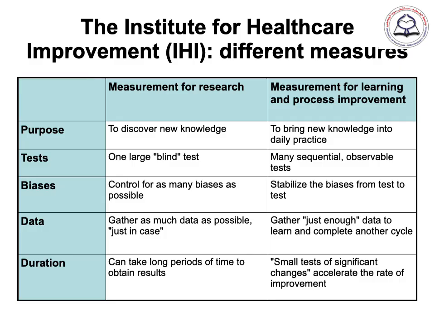In research, we have to control the bias, while in quality improvement, we just need to stabilize. Regarding data collection, in research, we gather a large amount of data. But in quality improvement, we need enough representative data. Research usually takes a long time, while in quality improvement, a small test of significant change can accelerate the rate of improvement.